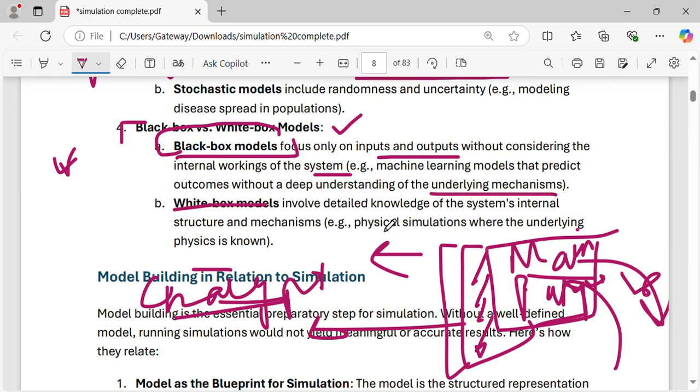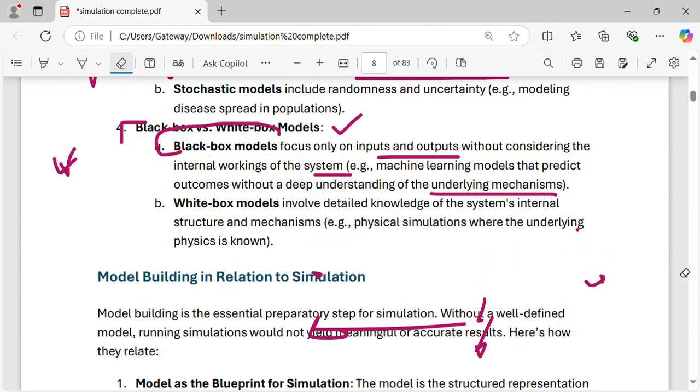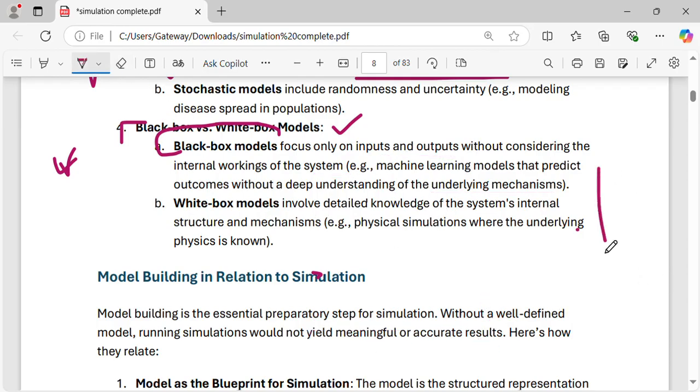White box models involve detailed knowledge of the system's internal structure and mechanisms. Physical simulations most of the time, where the underlying physics is known. I gave you an example of the pendulum in the previous video, where we talked about how we simulate the motion of the pendulum in terms of the tension and the force and Newton's law.